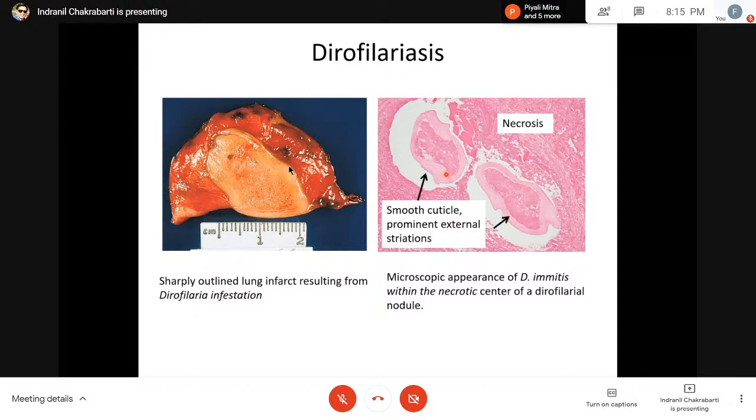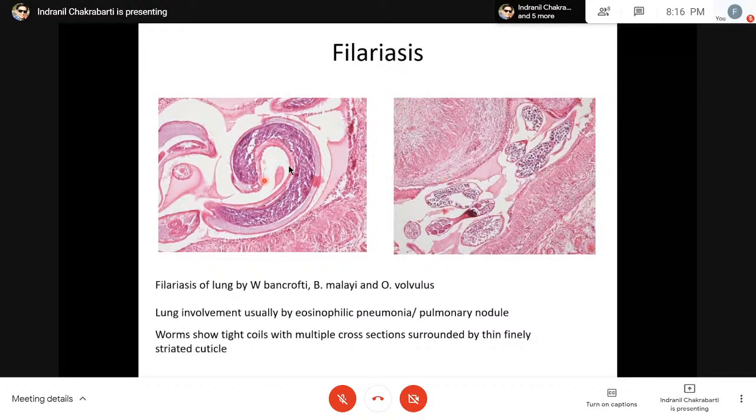So how do they look? Within the necrotic or hemorrhagic milieu, we can see this smooth cuticle with prominent, densely eosinophilic external striations. In filariasis, this is the characteristic feature.